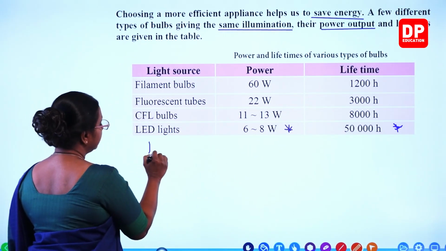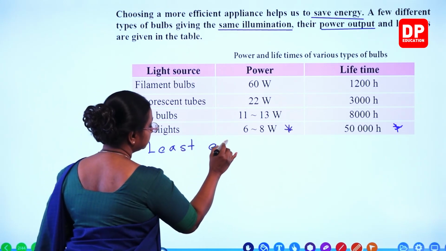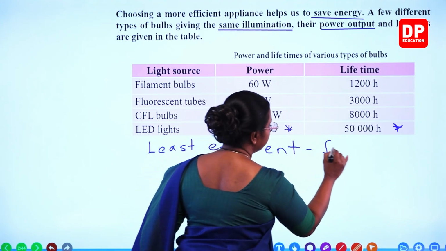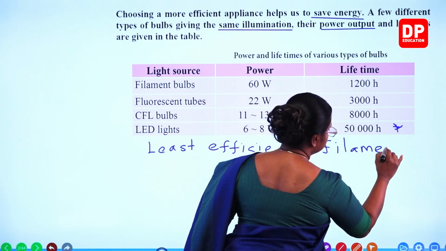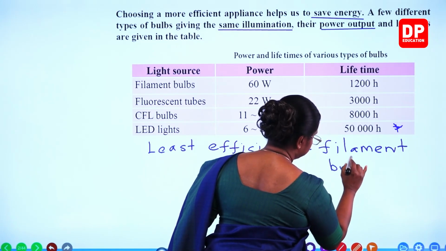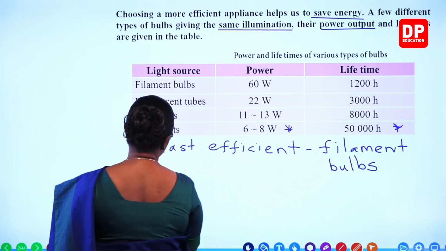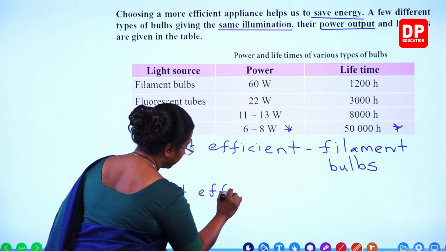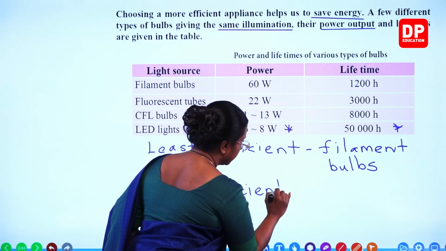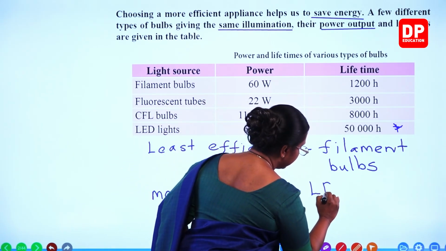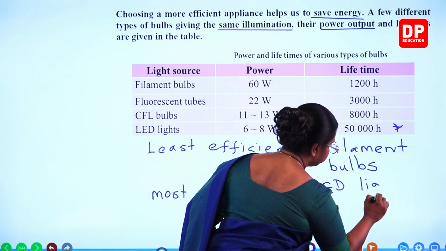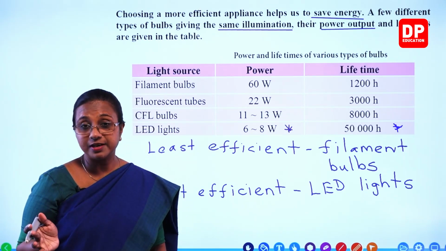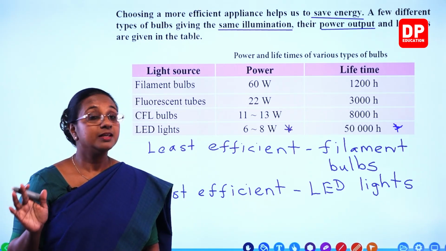So here, the least efficient is going to be filament bulbs. But the most efficient is going to be LED lights. So that is how you compare the different electrical appliances. Is that okay, students?